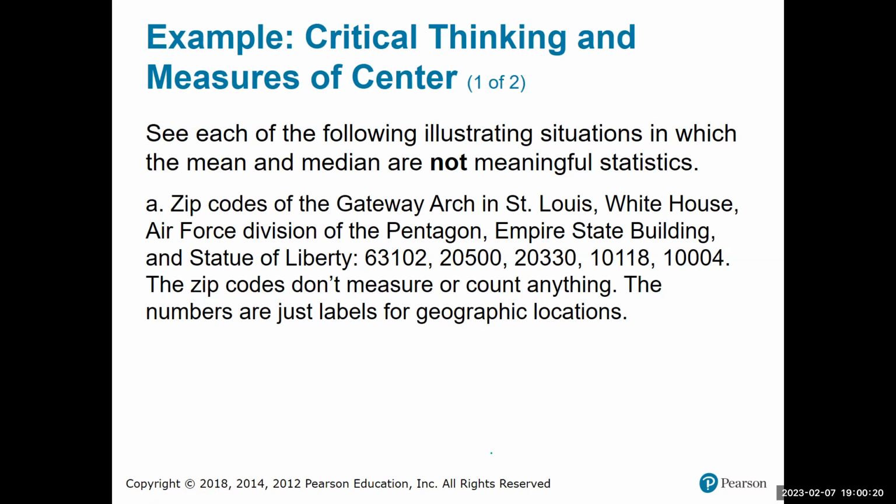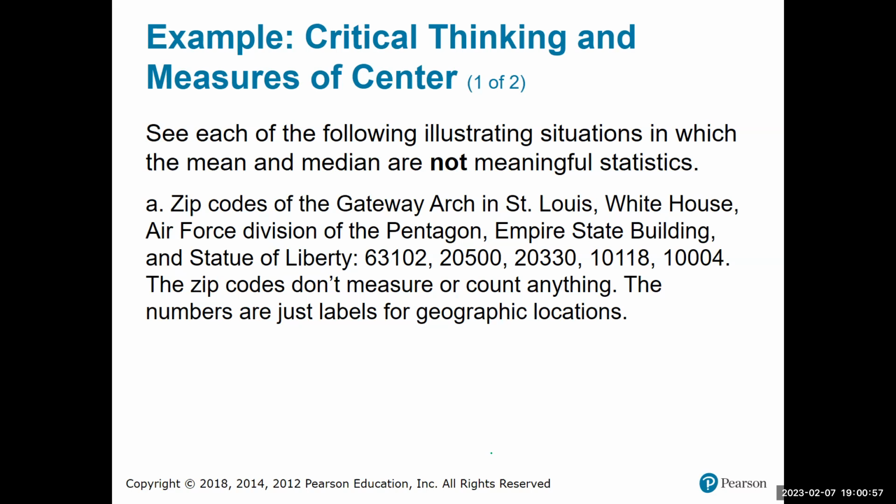All right, critical thinking and measures of center. See each of the following illustrating situations in which the mean and the median are not meaningful statistics. So A, zip codes of the Gateway Arch in St. Louis, the White House, the Air Force Division of the Pentagon, the Empire State Building, and the Statue of Liberty. These are historical locations, and they're zip codes. You see them there, 63102, 20500, 20330, et cetera.